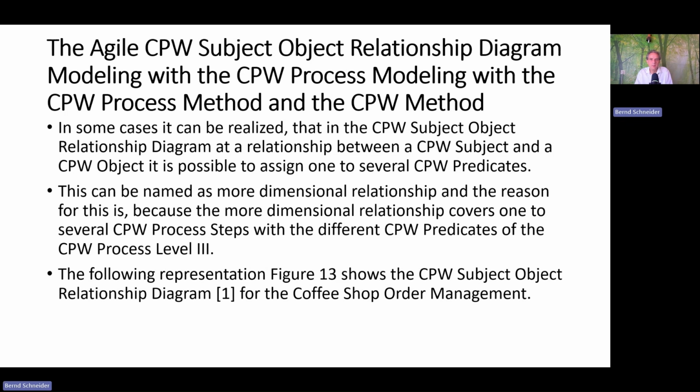In some cases, it can be realized that in the CPW subject-object relationship diagram, at a relationship between a CPW subject and a CPW object, it is possible to assign one to several CPW predicates. This can be named a more-dimensional relationship, because the more-dimensional relationship covers one to several CPW process steps with the different CPW predicates of the CPW process level 3. The following representation, figure 13, shows a CPW subject relationship diagram for the coffee shop order management.